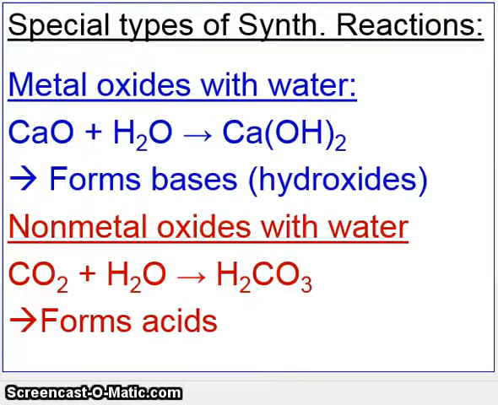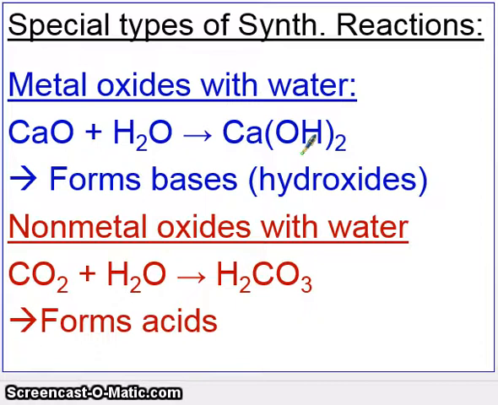Let's also talk about a few special types of synthesis reactions. And what you'll see here is these are actually the opposite of the decomposition reactions we've just seen. For example, we saw a calcium hydroxide decomposing into calcium oxide and water. Well, it turns out the opposite can happen. You could take calcium oxide, put it with water, and it'll form calcium hydroxide. So this is really just the opposite of the previous example.